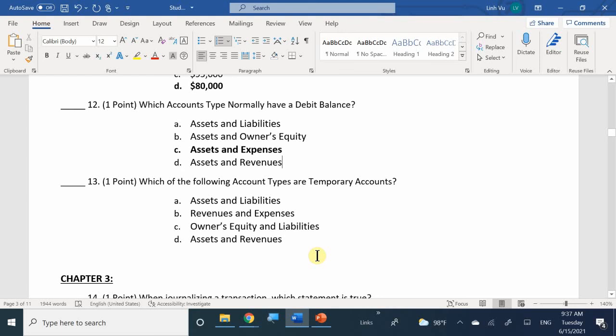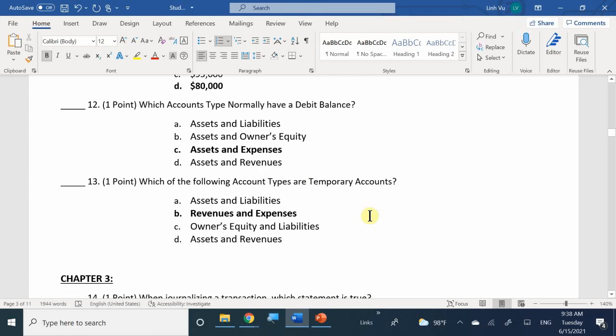Last question here. Which of the following account types are temporary accounts? Revenue and expense, B. Good. Revenue and expenses. So that's chapter 2 for you guys. Any questions here?